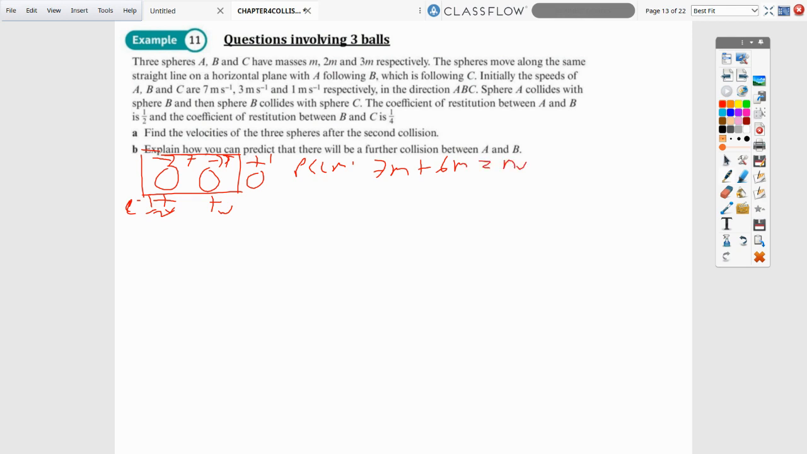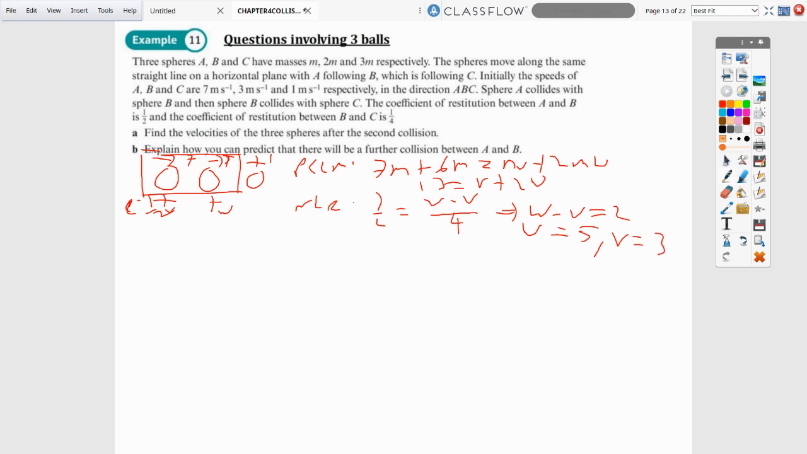So, if we do PCLM first of all, we have that 7m plus 6m is going to be mv plus 2mw. So, 13 is v plus 2w because m's cancel everywhere. Then, if we do NLR, so we do speed of separation over speed of approach, which we know is e, which is a half, is speed of separation, so w minus v, over the difference between 7 and 3, which is 4. Okay, so we get w take away v equals 2. We have two equations, so I can add the two equations together to get that 3w is 15, so w is going to be 5. And v is just going to be 3 off the back of that.